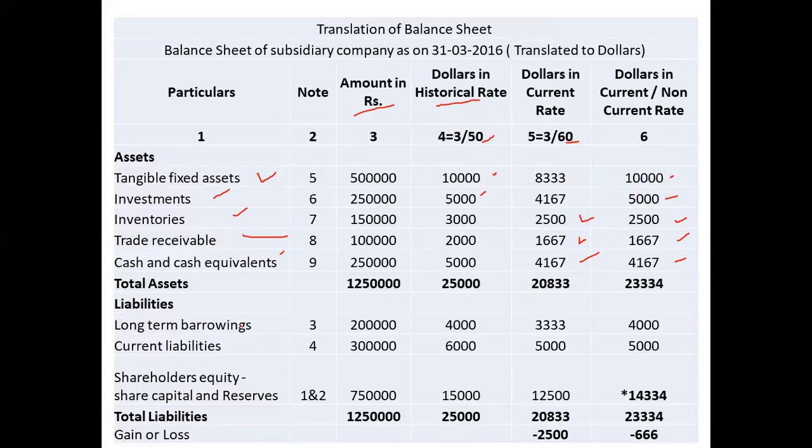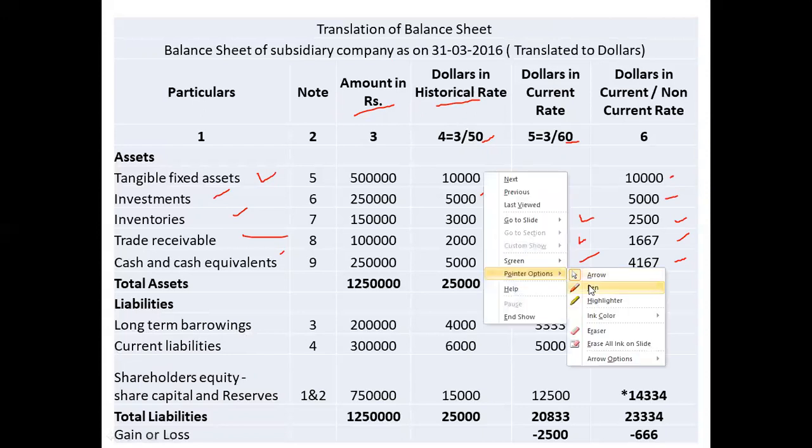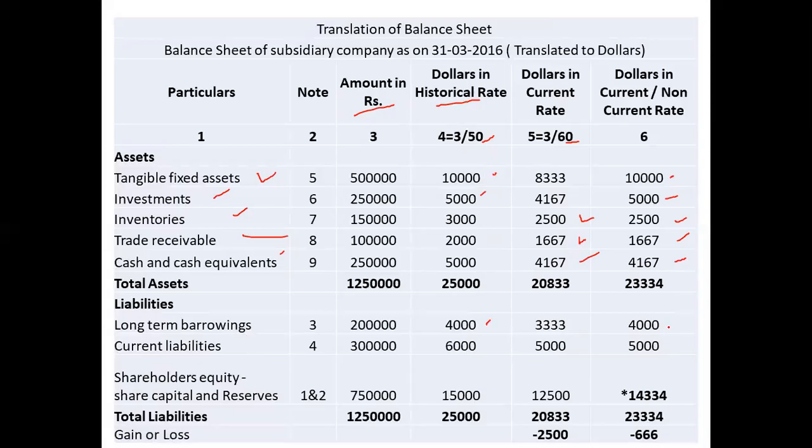In the same way, long-term liabilities, that is long-term borrowings, are a non-current item, so they should be taken at the historical rate. The current liabilities here are 5,000 rupees. So in the dollars in current and non-current column, it has to be the current value. Next, we will fill all the columns according to the values. So these are the columns: particulars, note, amount in rupees, dollars at historical rate.